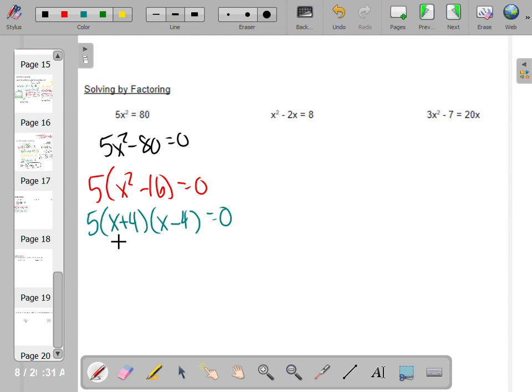That's factored. When does this factor equal 0? When x is negative 4. When does this factor equal 0? When x equals 4. Ta-da! Plus or minus 4 are your x-intercepts, or your solutions in this case.